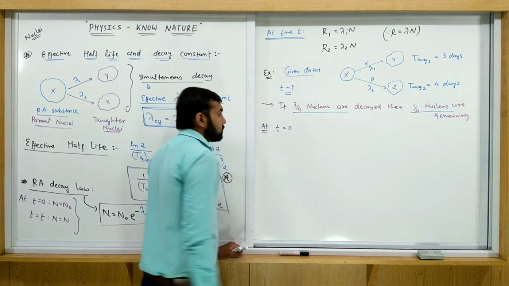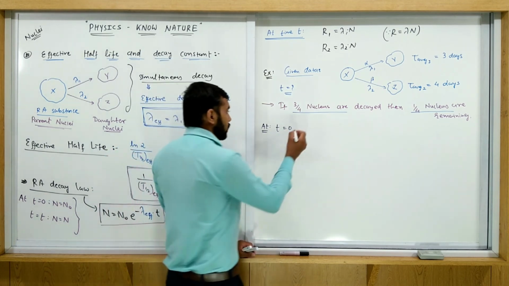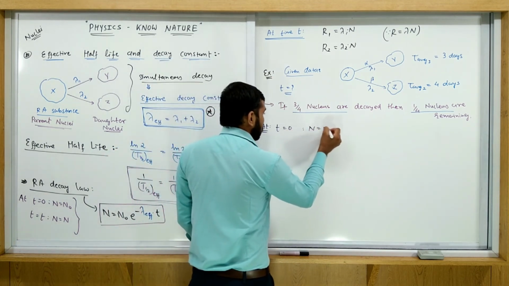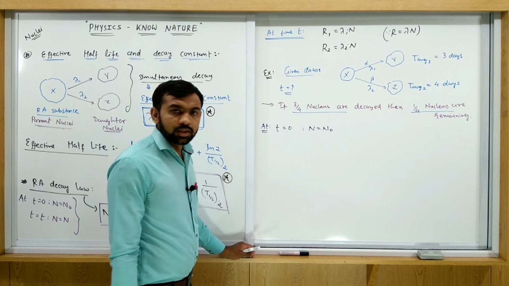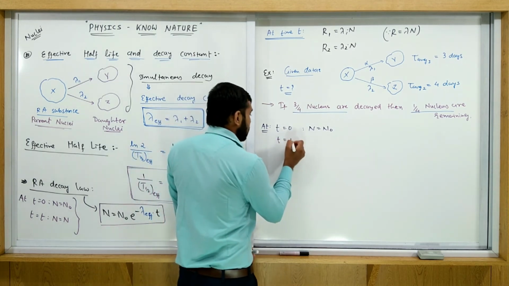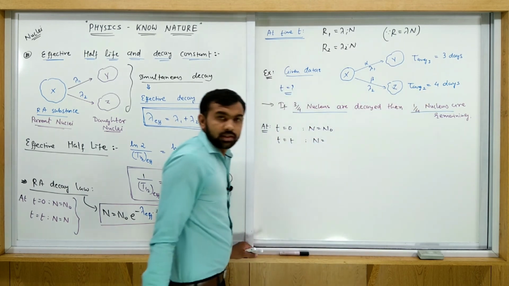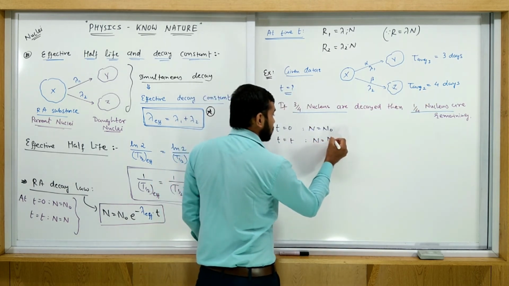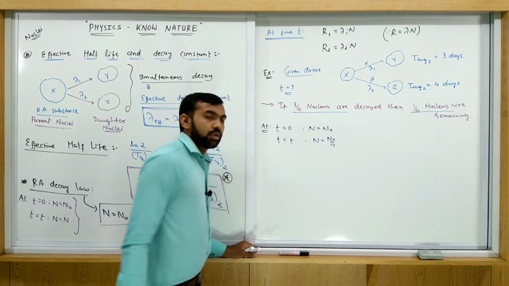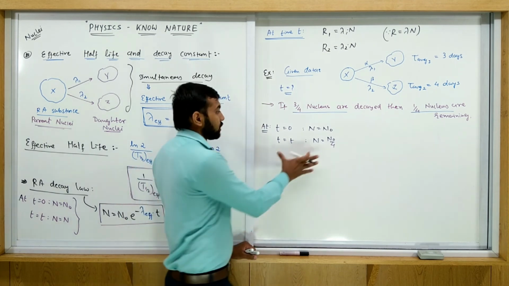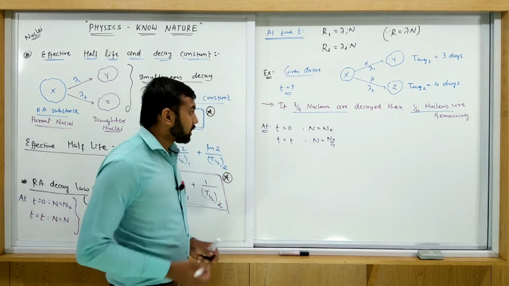At t equal to 0, N is equal to what? N0. Then at t equal to t, what is N? One-fourth remaining, so that is N0 by 4. So this is our given data.